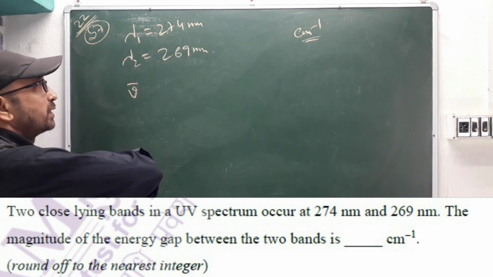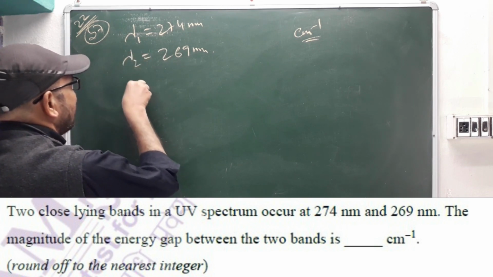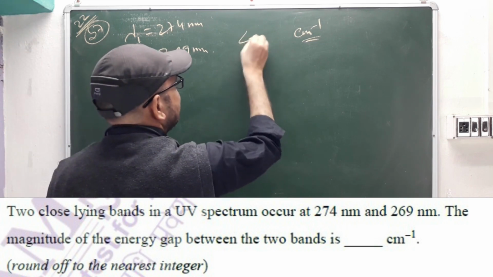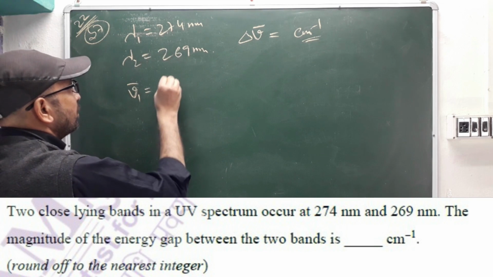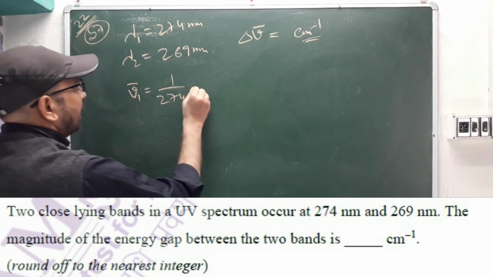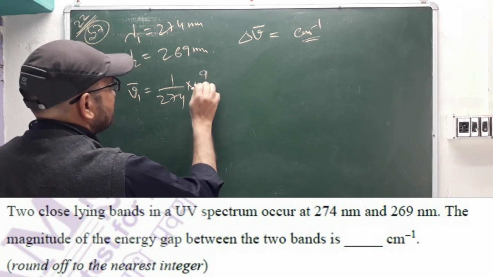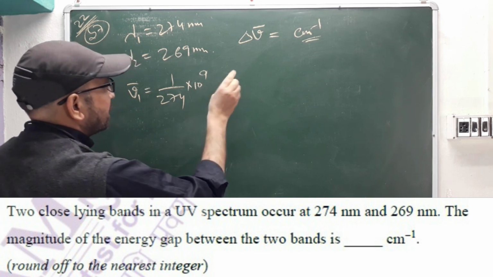So we know the wave number. If you are calculating wave number 1 and wave number 2, it will be 1 by lambda. Because what they are asking is the wave number difference. So wave number 1 will be 1 by 274 into 10 to the power 9 per meter. Per centimeter they are asking.